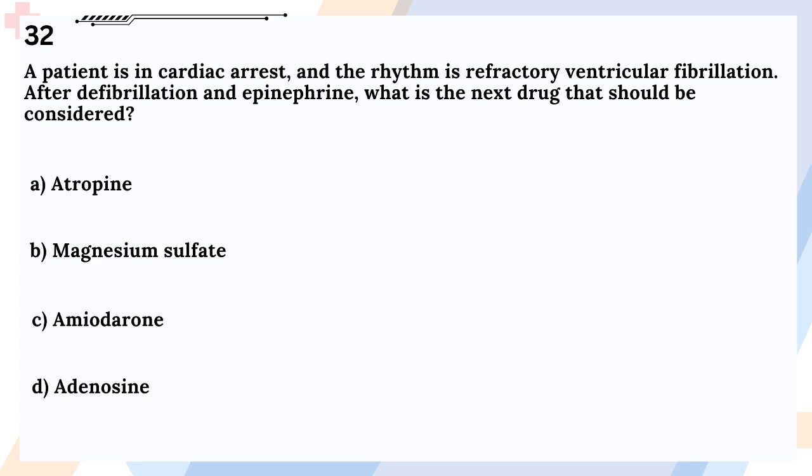Question 32. A patient is in cardiac arrest, and the rhythm is refractory ventricular fibrillation. After defibrillation and epinephrine, what is the next drug that should be considered? A. Atropine. B. Magnesium sulfate. C. Amiodarone. D. Adenosine.